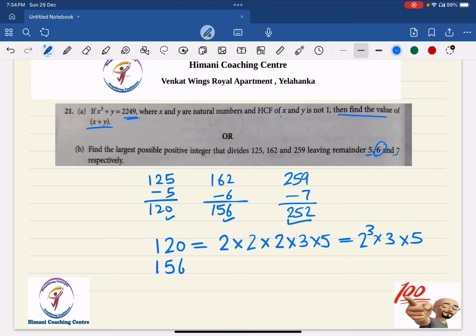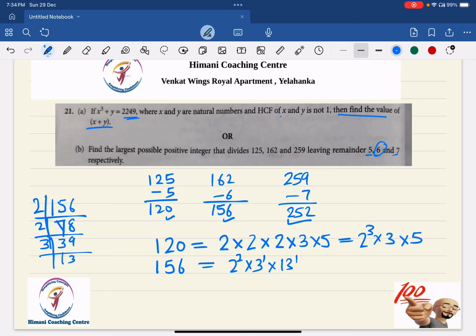Now let us look at 156. Okay, students, this is what I am doing. I did it in my mind. I'll show here. So you divide by 2, and you get 78, then you divide by 2 again and you get 39. Then you again divide it by 3, you get 13, which is a prime number. So for 156, the factors are 2 square times 3 to the power 1 times 13 to the power 1.